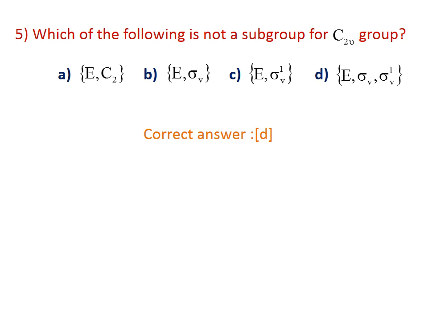But in the case of option D, the order of the subgroup is 3. The order of the higher group is 4. 4 divided by 3 will be equal to 1.33. Therefore, it is not a whole number. Therefore, D is not a subgroup for the C2v group. The correct answer is D.